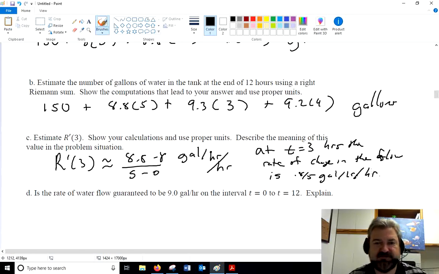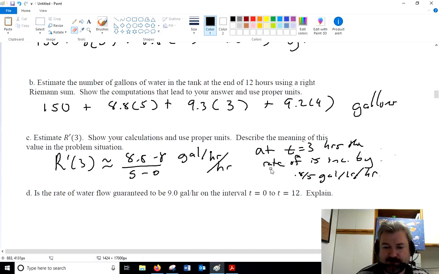The rate of change in the flow is increasing, or the flow of water is increasing. And we could probably say that, and that would probably be better. Let's put it that way. We're going to put it in more everyday language. So the rate of flow is increasing by 0.8 over 5 gallons per hour per hour.